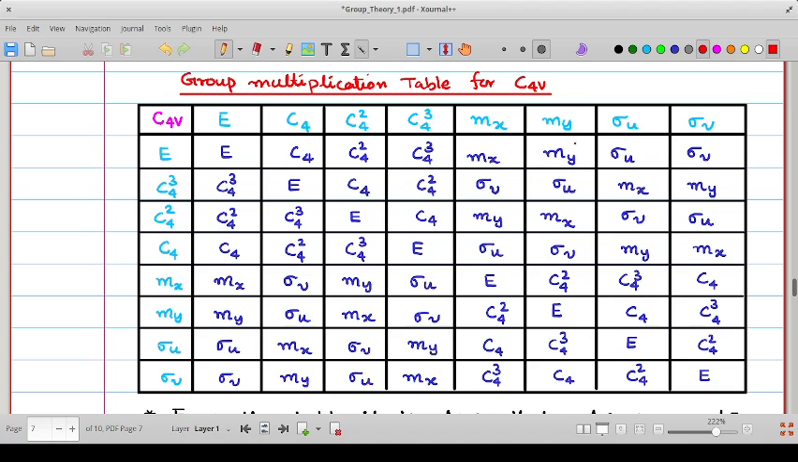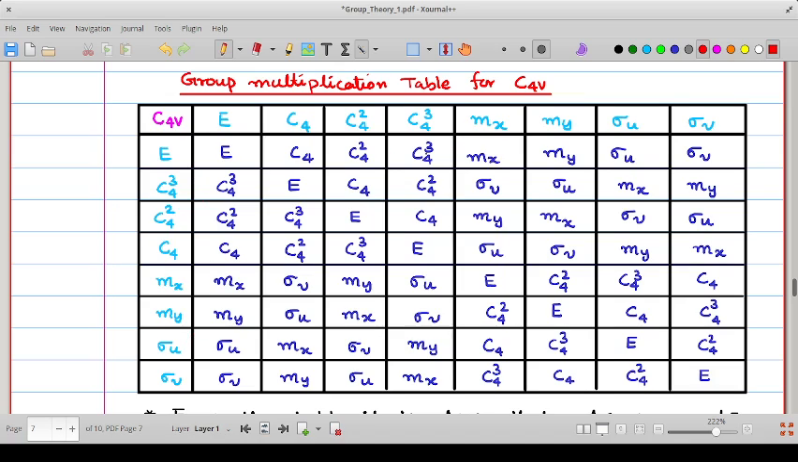Now, we also note that the elements of the column corresponding to the element mx are obtained by the multiplication of the elements of the group with mx. For example, this particular cell is obtained by the multiplication of E with mx, and similarly this cell is equal to C4 cube times mx, and this is C4 square times mx, and so on. So the elements of a column are obtained by multiplying a particular element that is labeling the column with every element of the group.